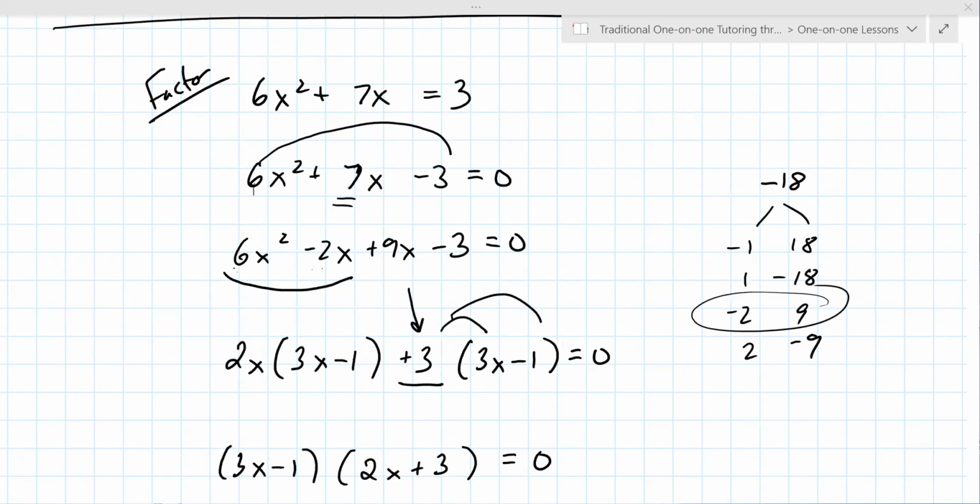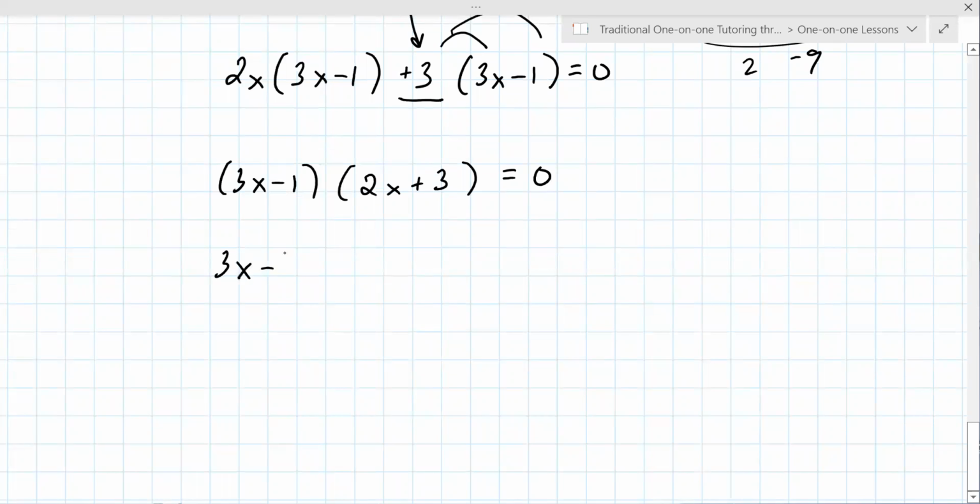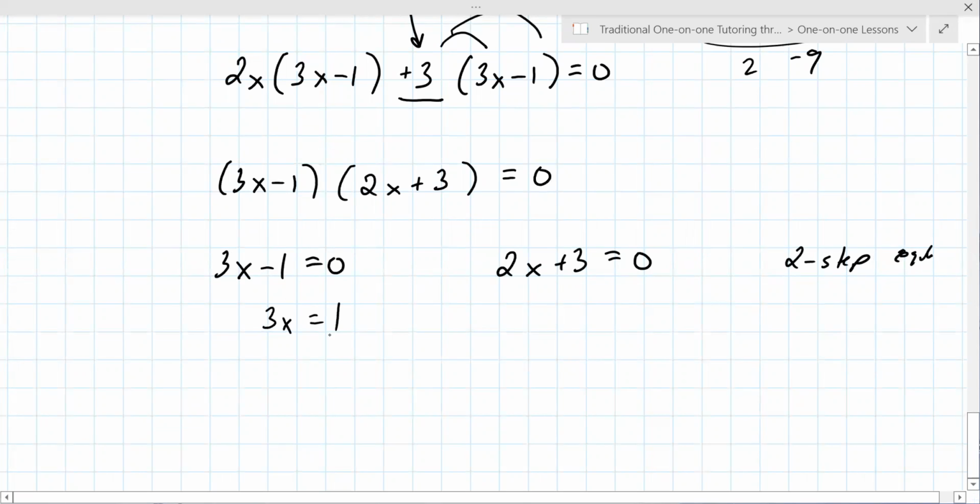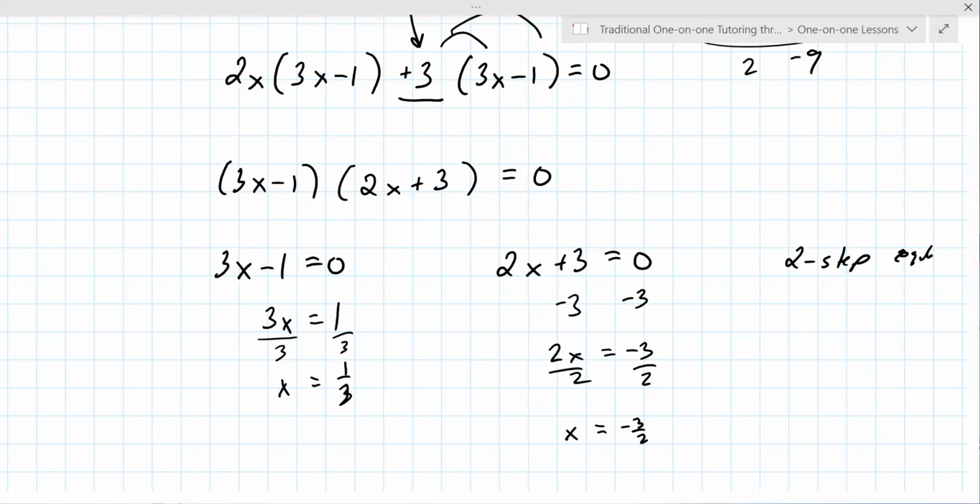Well, it actually says solve each equation by factoring. Okay, that's important because we need to keep going. We need to set each of these equal to 0. So these are called two-step equations because you have to do 2 steps, and you're either adding or subtracting and then multiplying or dividing. So like on the left here, you're dividing by 3. On the right, you subtract 3, then you divide by 2. Sometimes you get fractions, sometimes you don't.